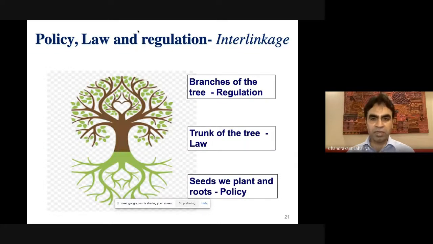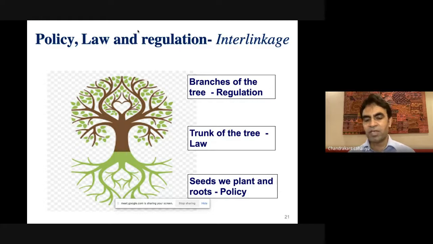I borrowed this image from the internet. This image gives a linkage, and it's a good explanation of the interlinkage of policy, law, and regulation. The policy is like the seeds we plant and the root or foundation, then the law is the trunk on which the body of the tree or the branches stand. So the tree is like regulation, laws are like the trunk, and the roots are like policy.